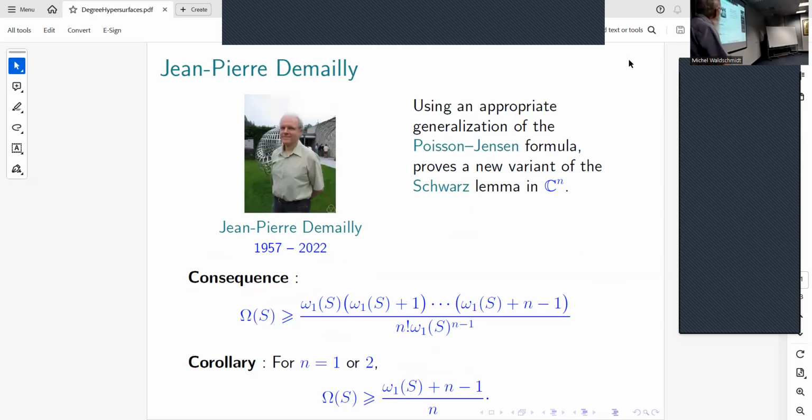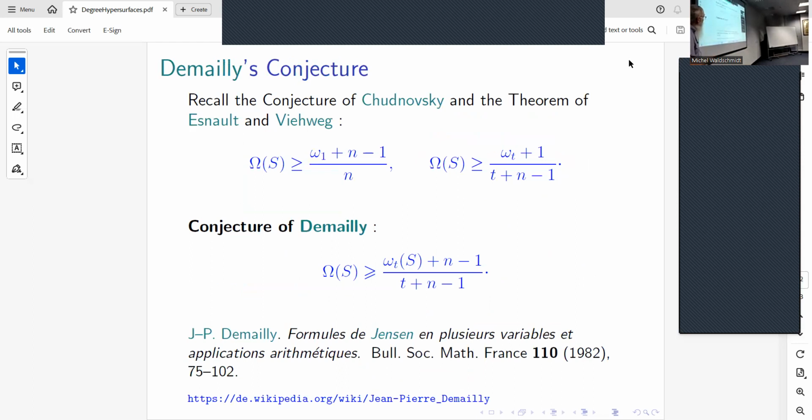There is another result due to Jean-Pierre Lemani, who gave the generalization of the hypersurfaces formula. We got the new variant of the sharp lemma, and I will explain what the sharp lemma is. And then we got the new lemma, which again is the boundaries. Lemani had the conjecture that omega of s is bounded by omega t plus n minus 1 over n minus 1. In general this is not yet true.